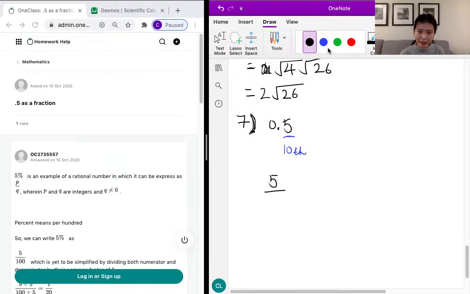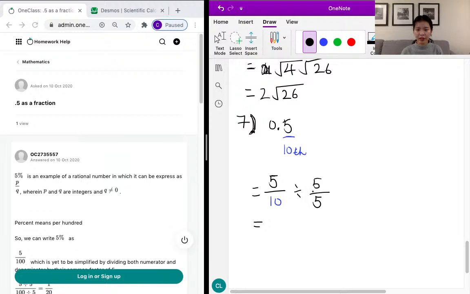and we know it's the tenths place, so we can just write the 10 over here as a denominator, and that would be the equivalent of 0.5. Also, we could simplify it because the numerator 5 and the denominator 10 have a common factor of 5. That's their greatest common factor. So right here, we can just divide the top, the numerator, by 5, and divide the denominator by 5.